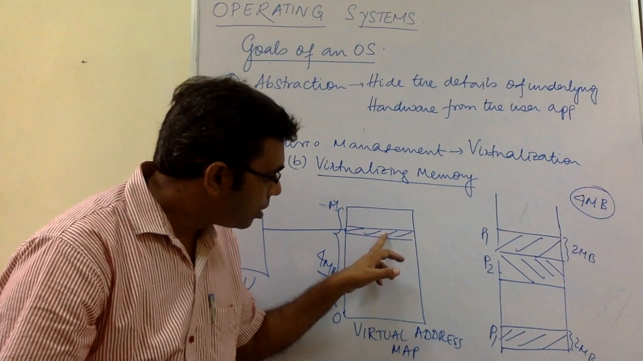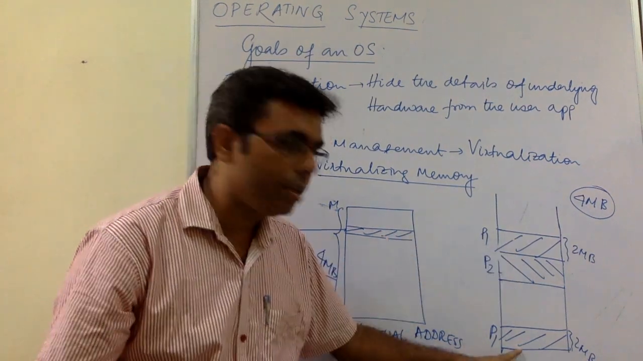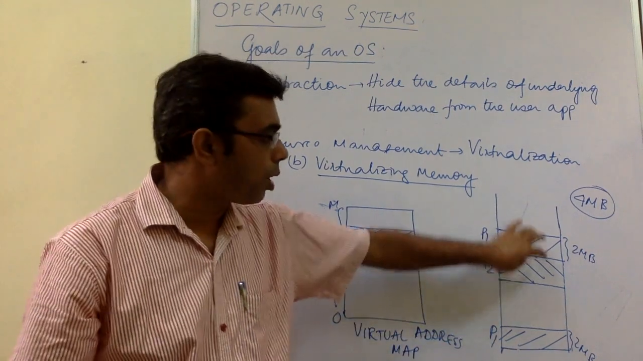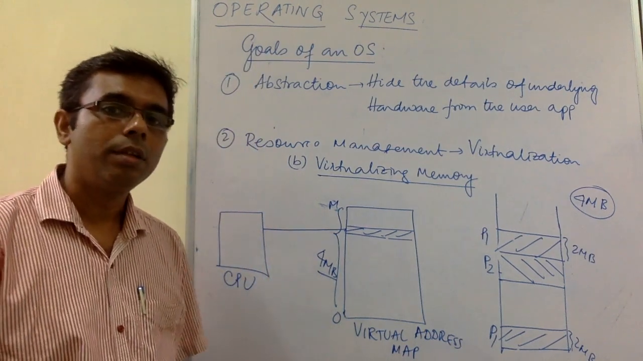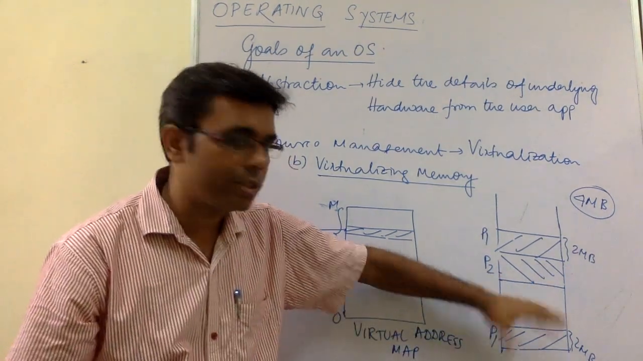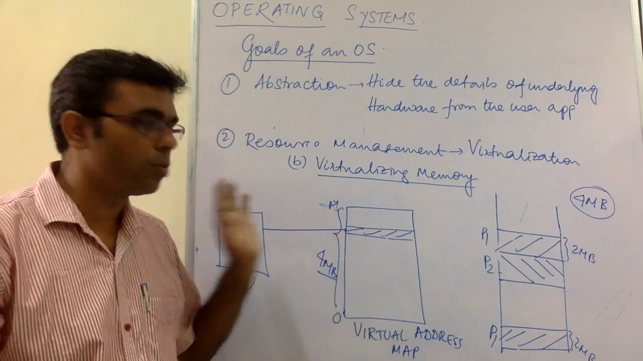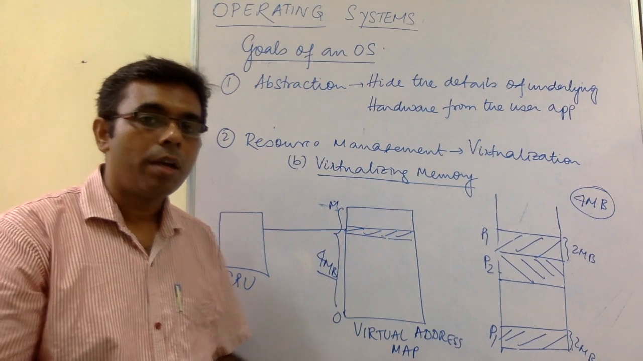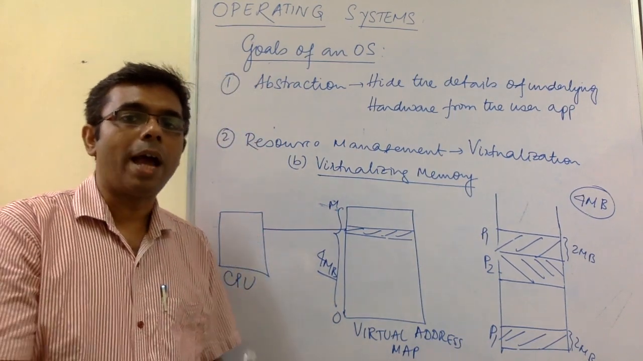Now this location that it wants may be here or may be here, either of the two. But the CPU doesn't need to know exactly where this particular location is. It looks at this and sends it. So even if they change positions later on, the CPU doesn't bother. It just wants this location. So that's a very advantageous way to handle this situation.